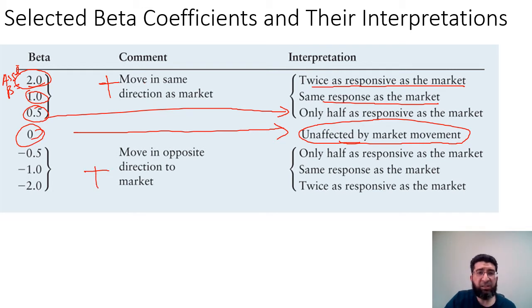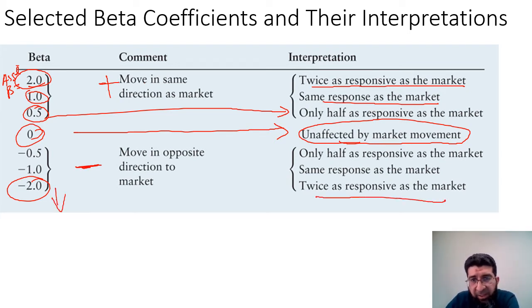The negative means that it moves in the opposite direction, and hence we can see that -2 means that if the market increases by 1, the stock price will fall by almost double. So twice as responsive as the market, the same response as the market, and -0.5 is only half as responsive as the market, which means if the market increases by 1, the stock price will fall by 0.5%.